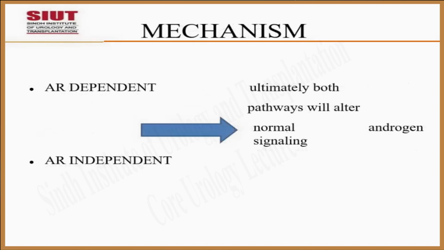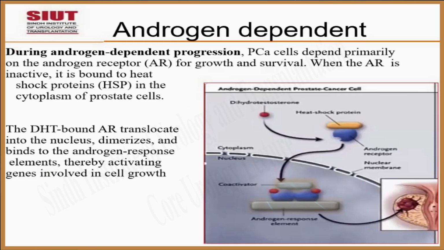If we talk about the mechanism, we have two pathways: the AR dependent and the androgen receptor independent pathway. Ultimately, both pathways will alter normal androgen signaling. In androgen dependent progression, prostate cancer cells depend primarily on the androgen receptor for growth and survival. When the androgen receptor is inactive, it is bound to heat shock protein in the cytoplasm of prostate cells. The dihydrotestosterone bound androgen receptor translocates into the nucleus, dimerizes, and binds to the androgen response element, thereby activating genes involved in cell growth.